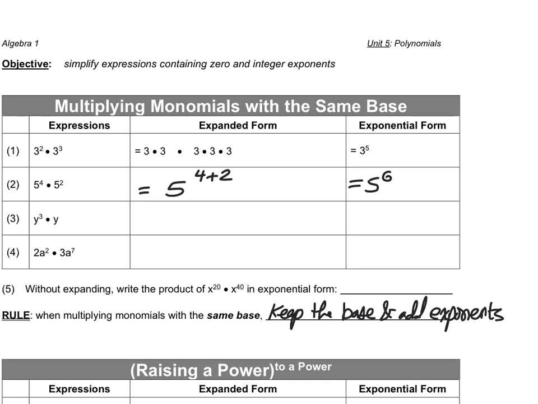But in the case of variables, which is where things get a little iffy, because you might look at this and say, well, I could figure out 5 to the 6th, 5 to the 4th, 5 to the 2nd, whatever. I can do all that in my calculator. But when it comes to variables, you can't. So the way we handle that is to think of that y as y to the 1st power and represent it as y to the 3 plus 1, which ultimately ends up being y to the 4th.